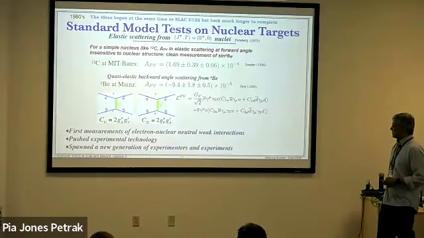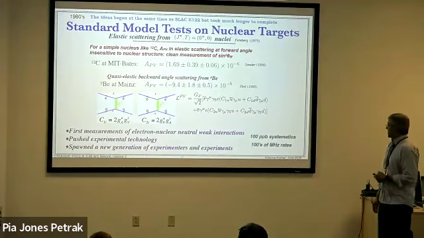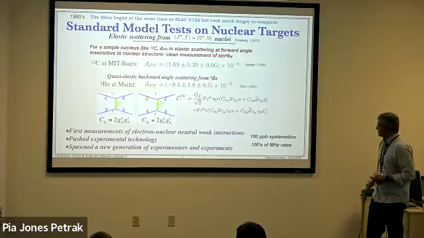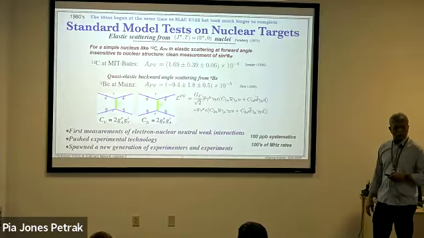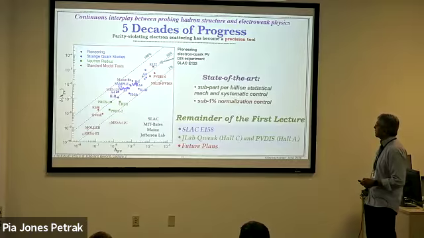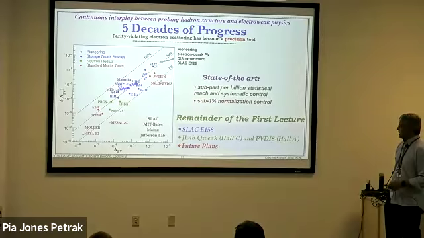The pushed experimental technology spawned a new generation of experimenters and experiments, including myself. And then 100 parts per billion systematics, hundreds of megahertz of rates. These were things that were done here. So this is the kind of plot we like to show. This is kind of all the parity violating experiments in one plot. The y-axis is the error in the experiment. The x-axis is the actual value of the asymmetry that was measured. Here is SLAC E122, 10 to the minus 4 asymmetry, few parts in 10 to the 4 error.